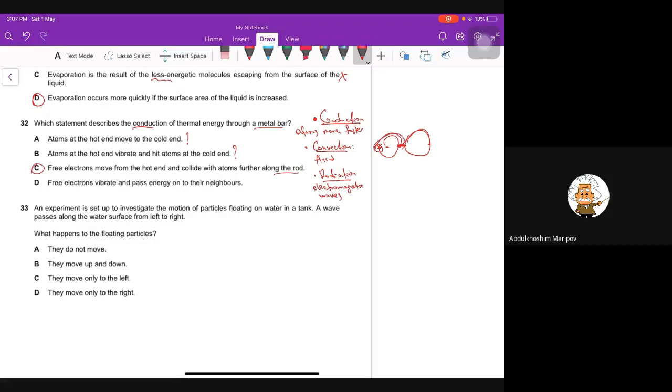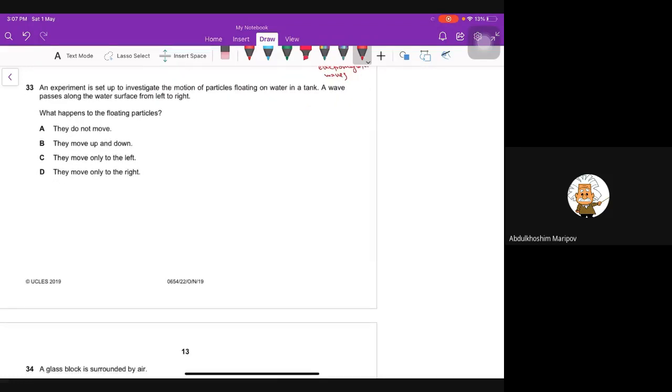So electrons move to another atom, and the electron of that atom moves to another atom as well. That's what conduction does, the process of heat transferring by the conduction method.